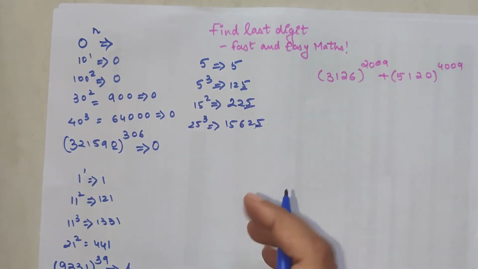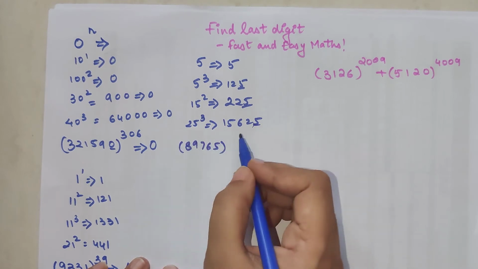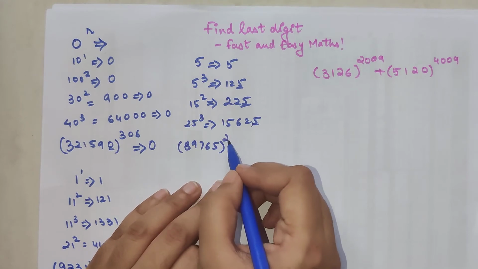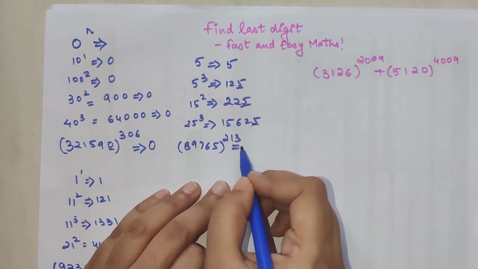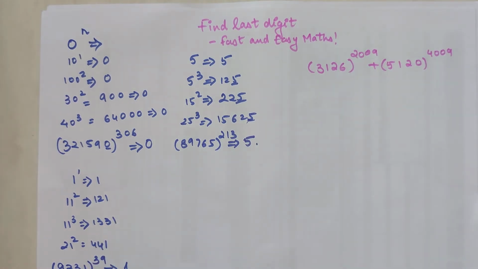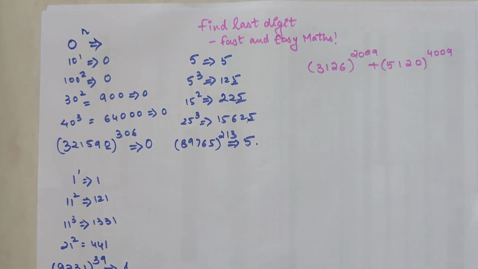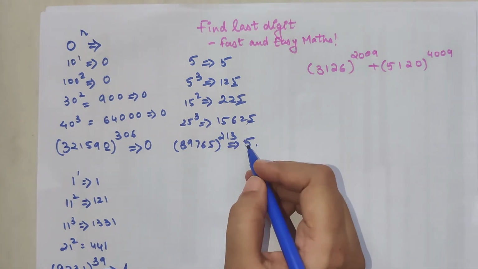So again if I give you another number, let's say 89765, the whole raised to 213, my last digit in that case will also be just 5. Okay, so please understand, the rule which I am explaining in this video is for those digits which lie between 0 and 9, and whenever you come across that in your question like this, you can directly say that your final answer will always be the digit itself.